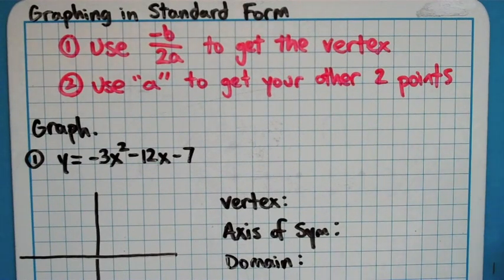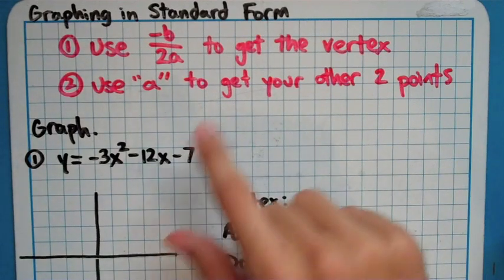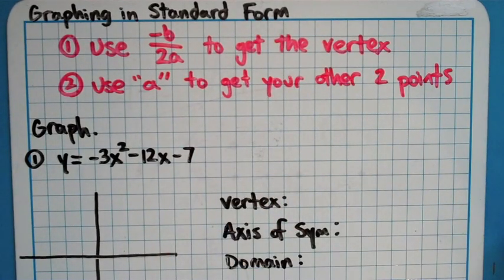So now that we know how to find the vertex of a parabola written in standard form, we're going to figure out how we actually make the graph. And the good news is, if you understand how to do the vertex, there's really just one extra step, and it's a step that we've already used before. We're still going to do negative b over 2a to get our vertex, and then we still get to use that a, the number out front, to figure out how to get our other 2 points. That trick will still end up working for us in standard form.